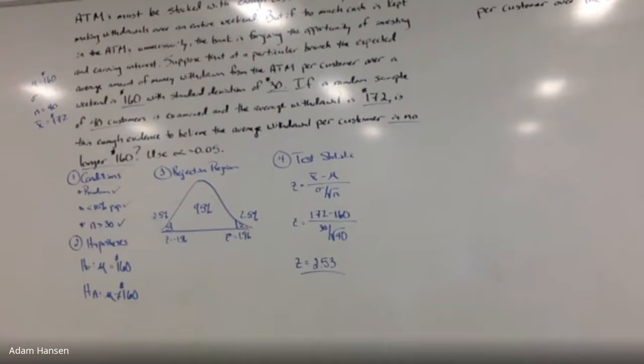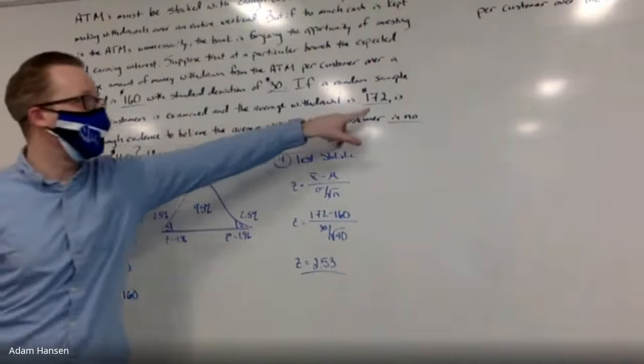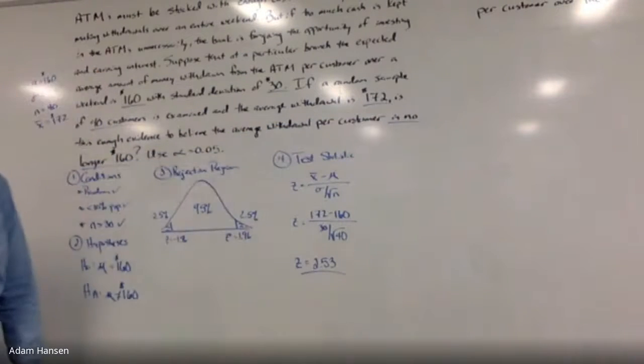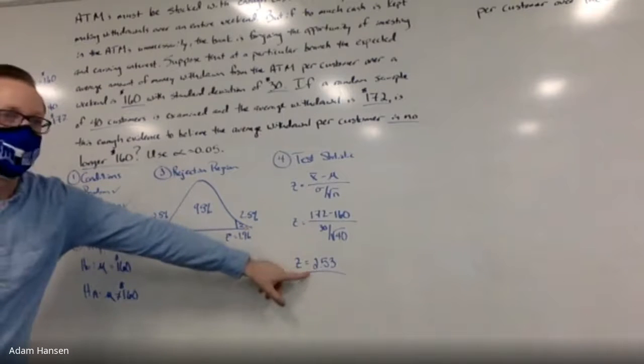If the null hypothesis is true, it's the probability of us finding 40 customers that have an average withdrawal of $172. If it's actually true that the average withdrawal is still $160, it's the probability of us finding 40 people and their average withdrawal amount is $172. What's the probability of me recording this z-score?